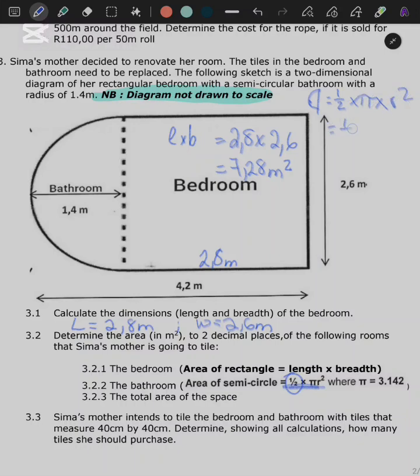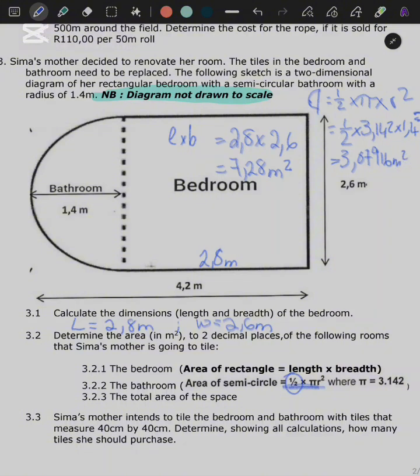So we're going to say a half, because a half is a half. Pi is 3,142, and my radius is 1,4, and I must square that. It's going off the screen there. And if you do that at that point, you can put it into your calculator like that. And I get to 3,07916 meters squared.